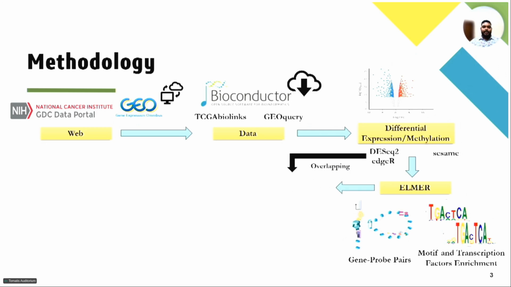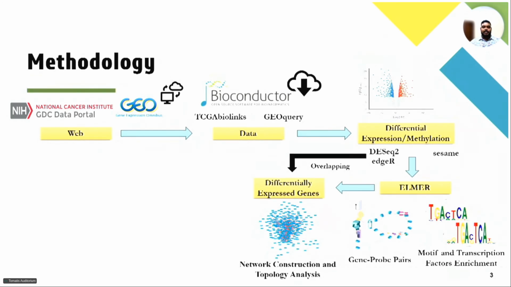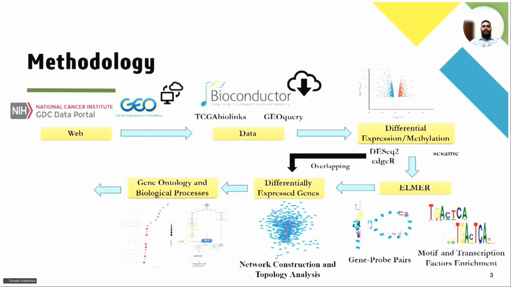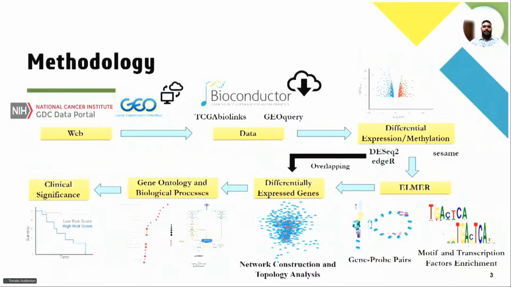The overlapping differentially expressed genes were identified from the TCGA data sets and the Gene Expression Omnibus data sets, and subjected to network construction and topology analysis, identifying the critical hub genes, followed by identifying their biological processes in lung cancer progression and the clinical significance in lung adenocarcinoma using a survival analysis.